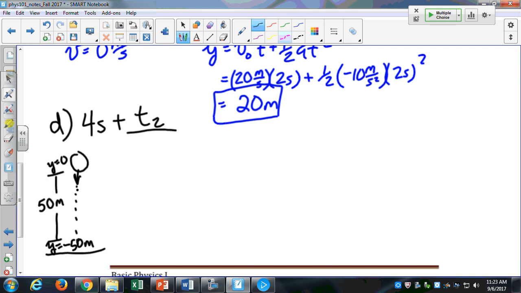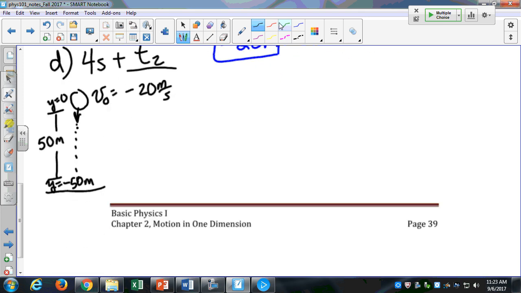I know that it has a velocity, which I'm going to call v0. I've switched reference frames. I've switched where my coordinate system is. My new v0 is going to be minus 20 meters per second. That's just the opposite in direction of the original velocity, right? It goes up, comes back down, and when it comes back to where it was, it now has a speed that's in the same magnitude but opposite direction.